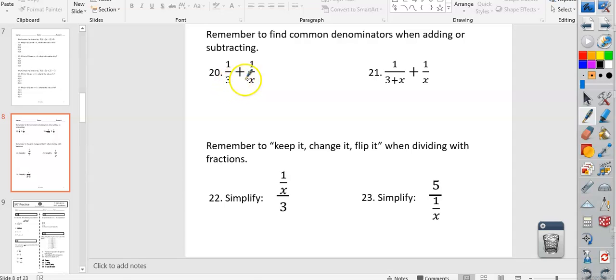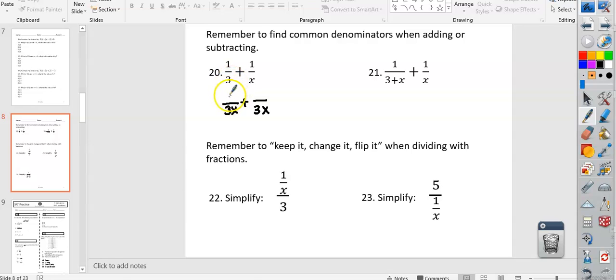And a lot of times when there's nothing in common, the only thing you can do is multiply the two numbers, and that would have to be your common denominator. So we're going to say our common denominator is 3x. So you need 3x in both denominators.